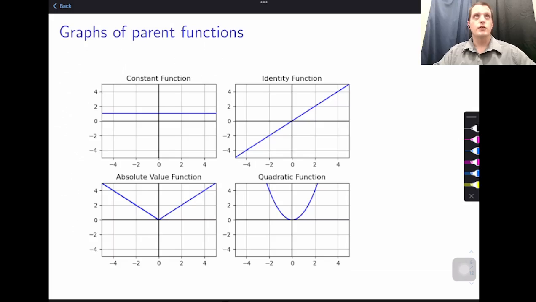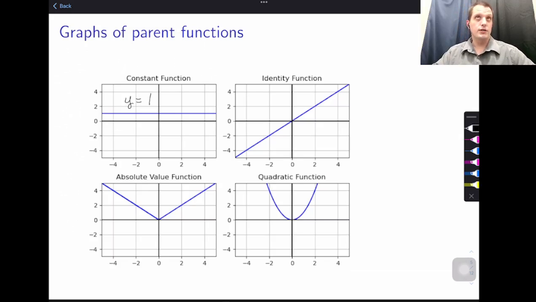The constant function is just a horizontal line. So here we have just a horizontal line. This could be something along the lines of maybe y is equal to 4. So we just get y is equal to a number, and that gives us our constant function. In this case, it's actually y is equal to 1.